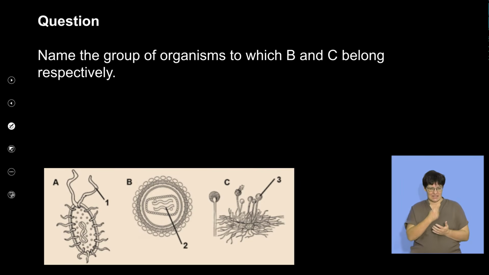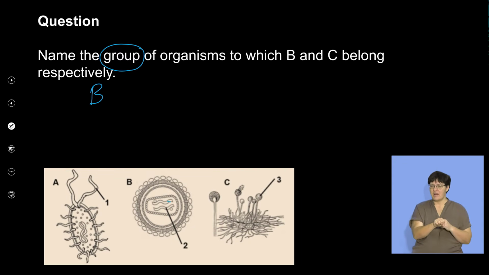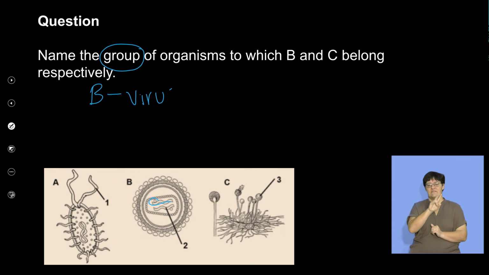It says name the group of microorganisms. That is basically the ones that we looked at, the kingdoms. So it was a virus, bacteria, protist, or fungi. That's what we're looking at for B and C. So if we have a look at B, what do we notice? We can see this characteristic DNA in the middle, and it's got a layer around it. So B is going to be a virus.